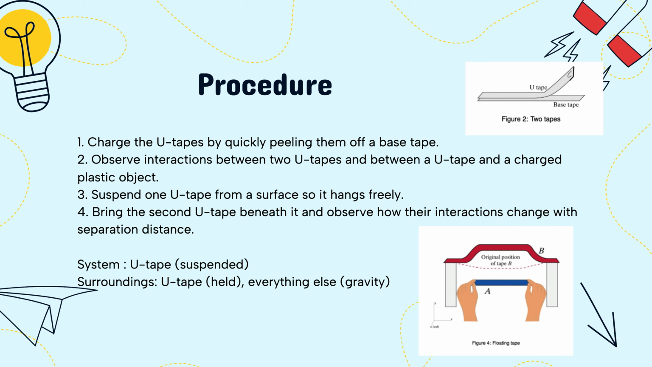It was found that two U-tapes will repel, a U-tape and a hand will attract, and a U-tape and a charged pen will also attract. We know the pen is negatively charged because rubbing the pen through hair transfers electrons from the hair to the pen, giving the pen a net negative charge. The observed attraction between the negatively charged pen and the U-tape suggests that the tape has a net positive charge.